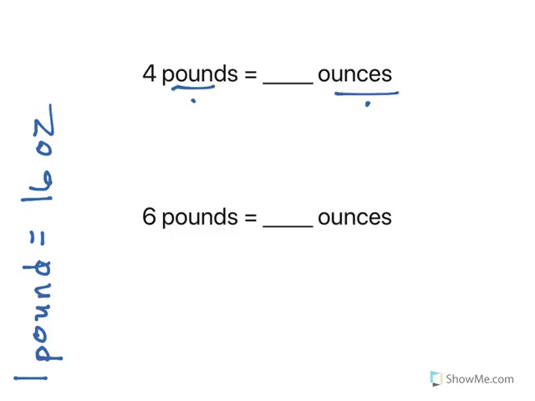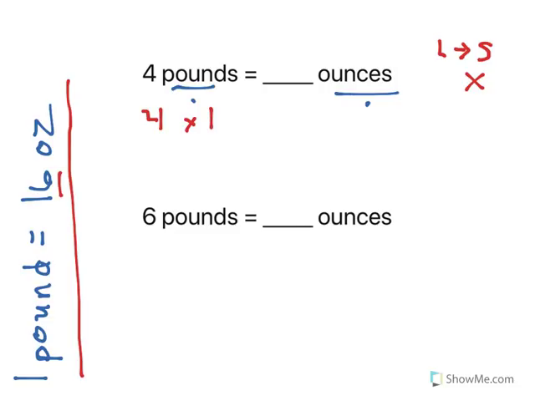We also have to remember over here that 1 pound is equivalent to 16 ounces. That means it takes about 16 slices of bread to make 1 pound. Now, if we look at this, we have 4 pounds and we are going to figure out the ounces. Whenever we go from a larger unit to a smaller unit, that tells me we have to multiply. So I'm going to take my 4 pounds and I'm going to multiply it by 16.